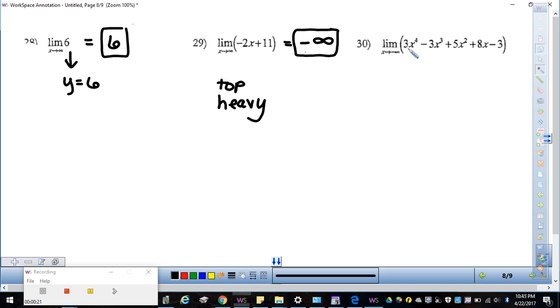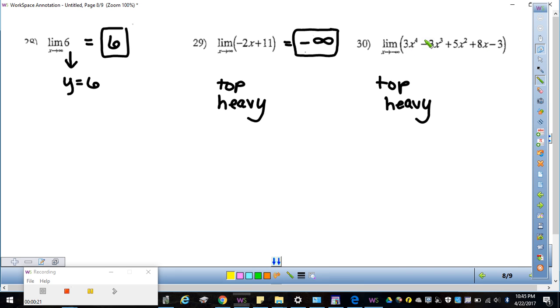Similar situation for number 30. This one is also top heavy. As x approaches negative infinity, we want to think about plugging in a really, really small number. And really, when there's multiple terms going on here, we really just need to think about what's happening with the first one, the one with the highest exponent, because that's either going to be so large or so small that everything behind it is not going to make a very big difference.